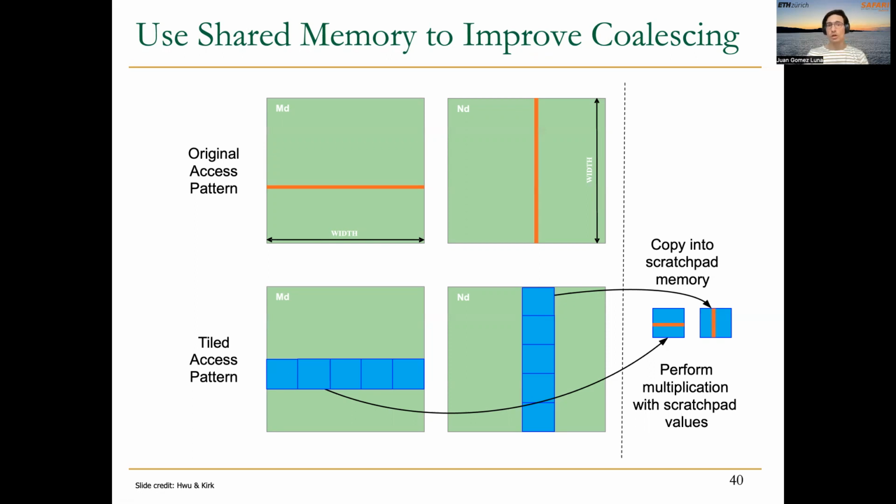So shared memory can be used to improve coalescing. This technique is sometimes called corner turning, because we first access this way, and then we access this way from global memory to move the data to the shared memory, and then threads access this way in shared memory.